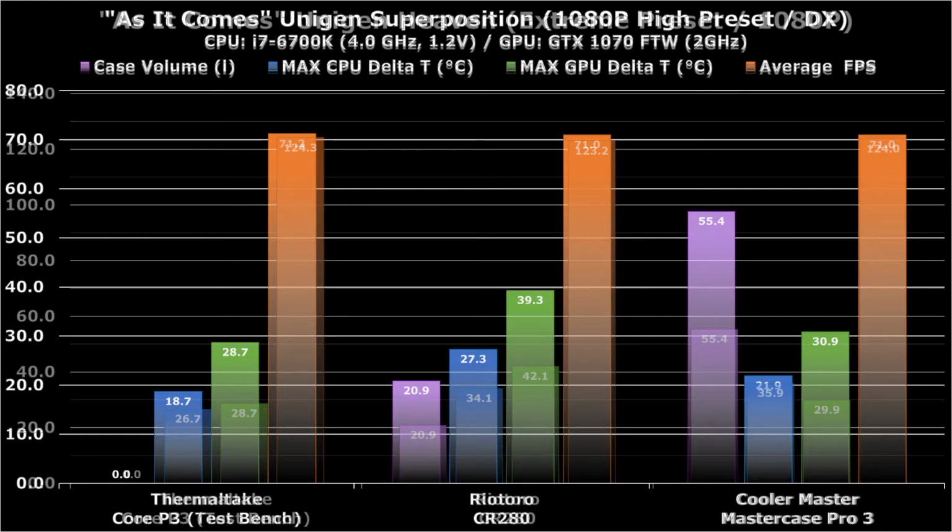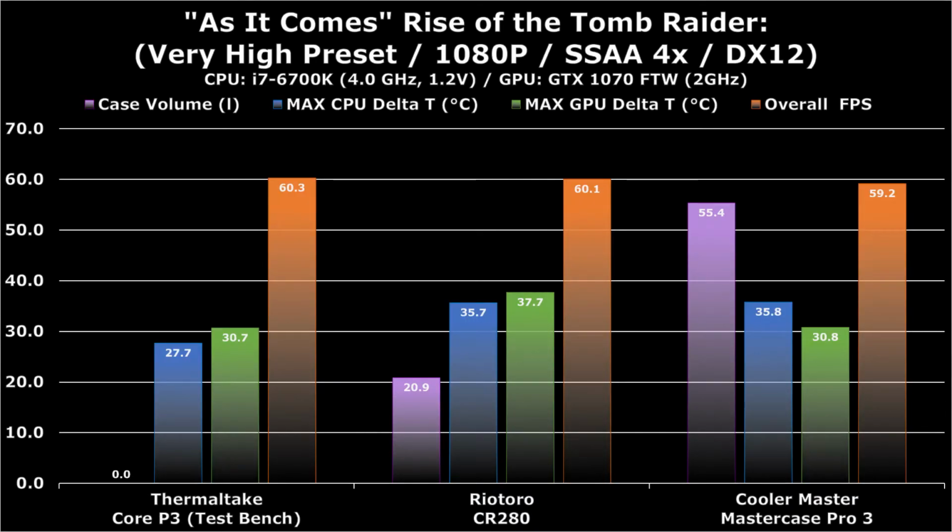So that's that. And finally, the last one, which I think is the only one left that is of concern to me, I think the rest are okay, I've just screwed up on a few of them, is the Rise of the Tomb Raider results. So the As It Comes test shows that the Thermaltake Core P3 has a cooler CPU than GPU. That's what you'd expect. It's a graphical-based test rather than a CPU-based test, although this does have a surprising amount of CPU involved in the Rise of the Tomb Raider test.